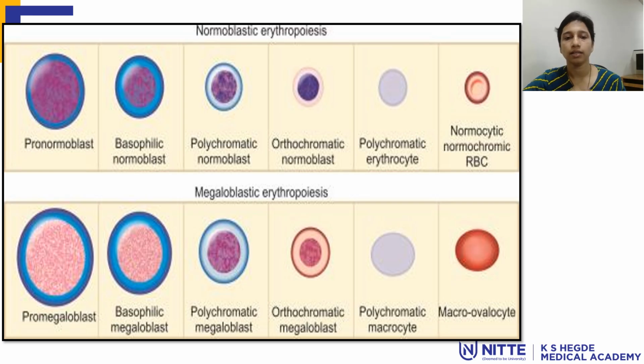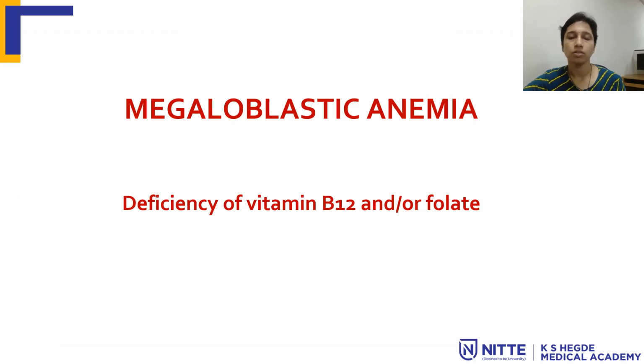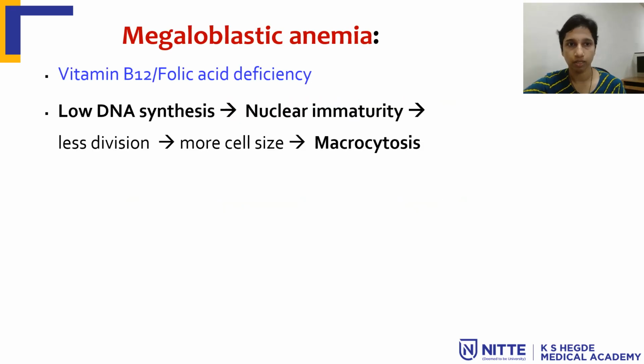That is why the cell size is increased, but the cytoplasmic maturation remains the same in each stage, whether it is normoblastic or megaloblastic maturation, because cytoplasmic maturation requires iron. So the causes of megaloblastic anemia are vitamin B12 or folic acid deficiency.